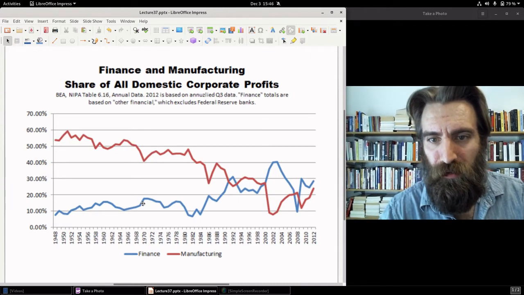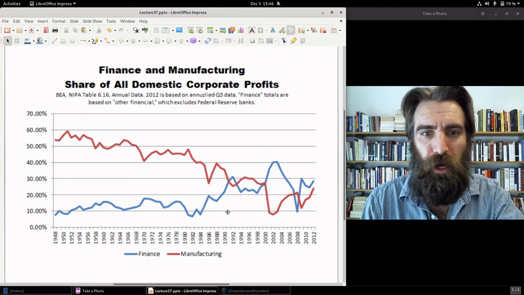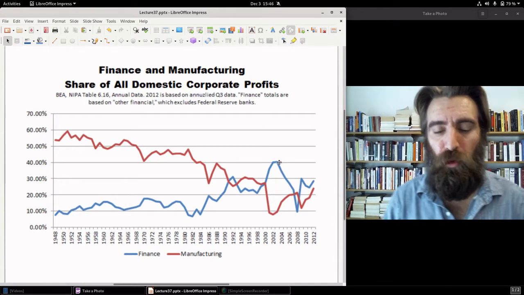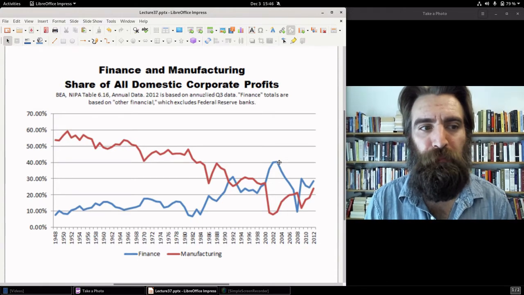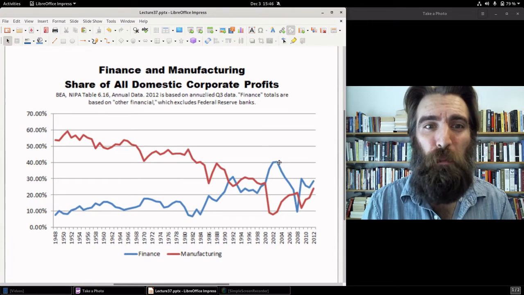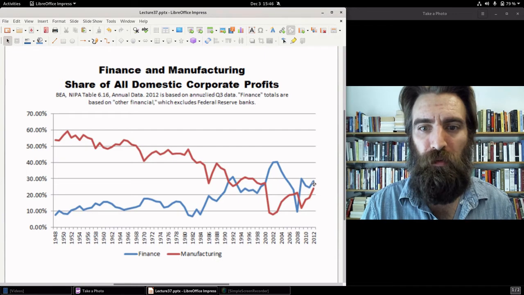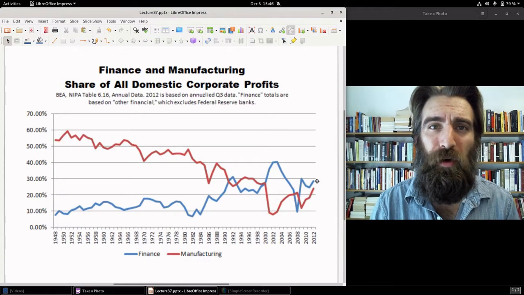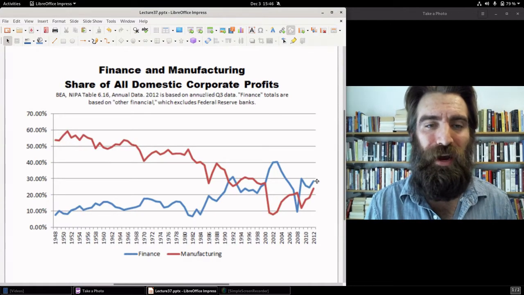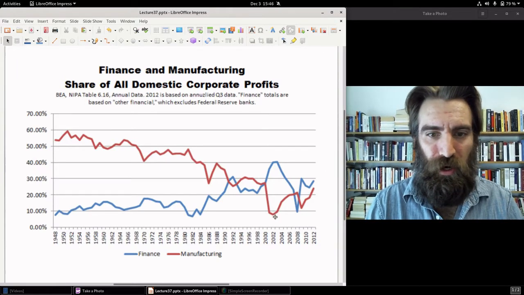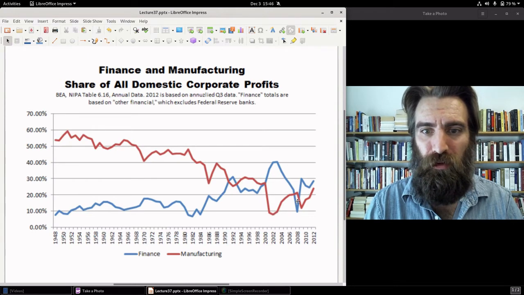Well, look what's happened since that time. Manufacturing has gone down. Finance has gone up to a point now where at the peak in 2004, toward the end of Greenspan's term as Fed chair, the financial sector took in 40% of corporate profits. And in 2012, it was close to 30%. That's quite a lot higher than what we saw in the post-World War II era. And manufacturing went into single digits by the early 2000s.